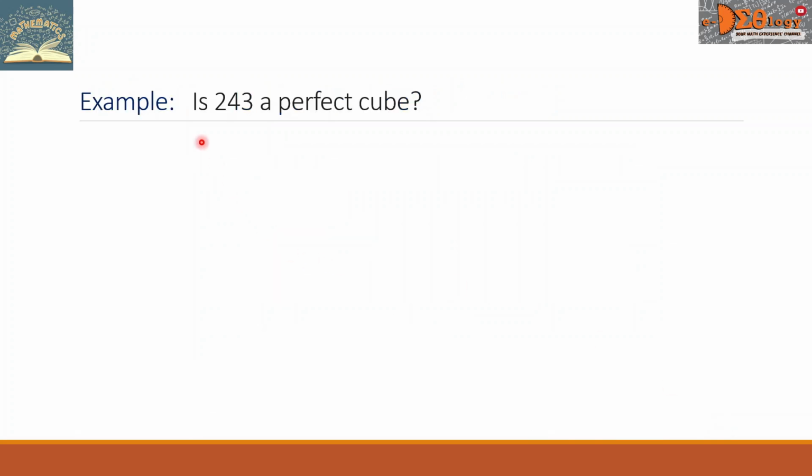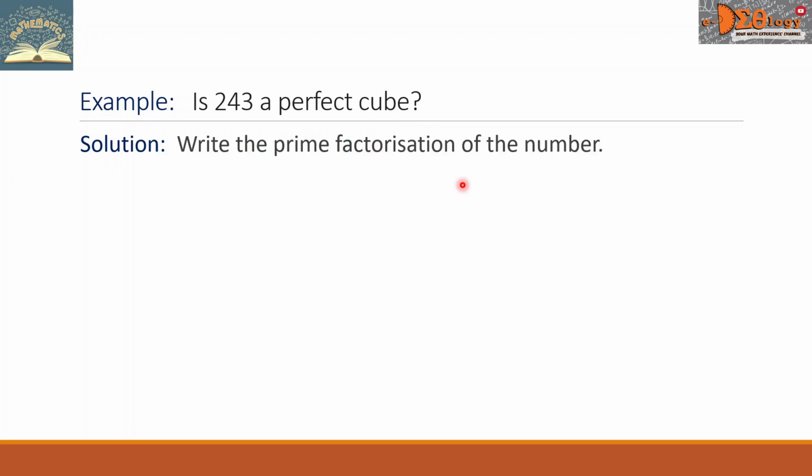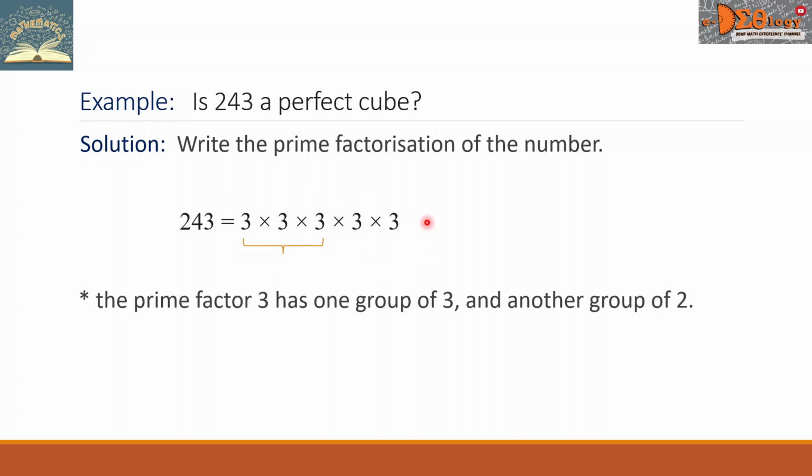Let's see this example. Is 243 a perfect cube? Let us write the prime factorization of the number. So this 243 equals 3 times 3 times 3 times 3 times 3. We can see that we can form one group here with 3 elements, but another group will have 2 elements. So we say that the prime factor 3 has one group of 3 and another group of 2. In that case, 243 is not a perfect cube.